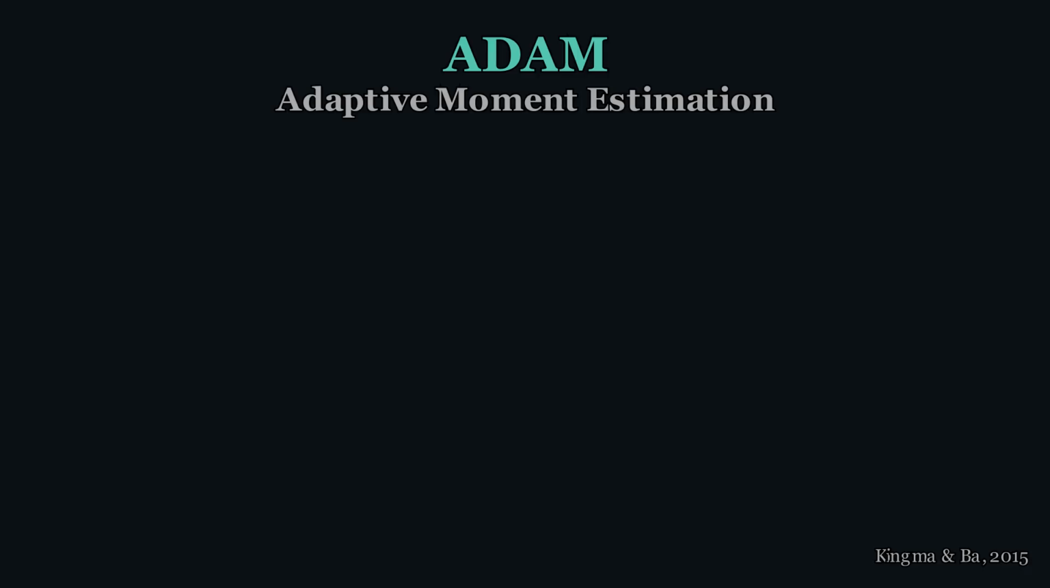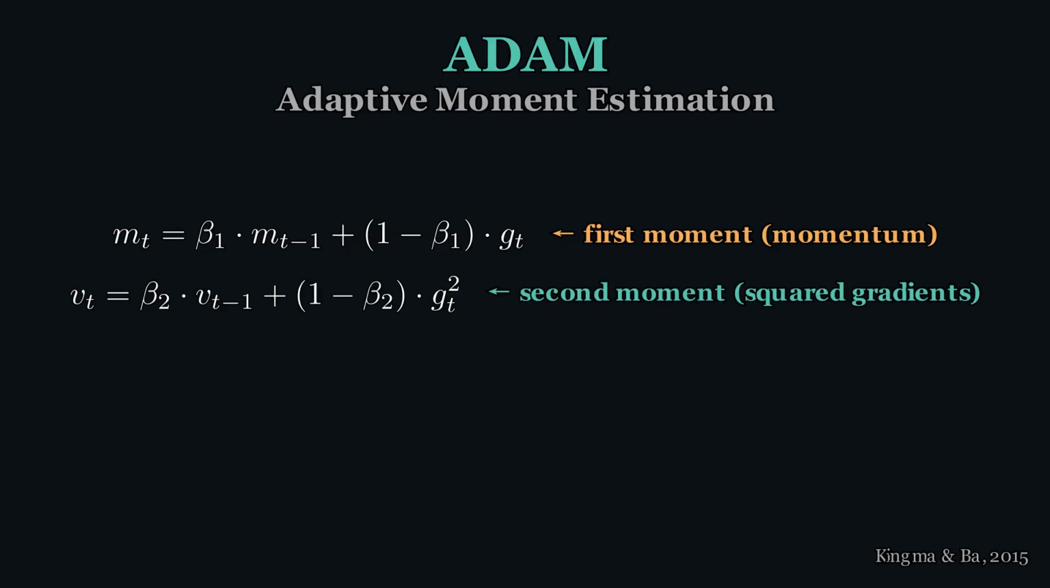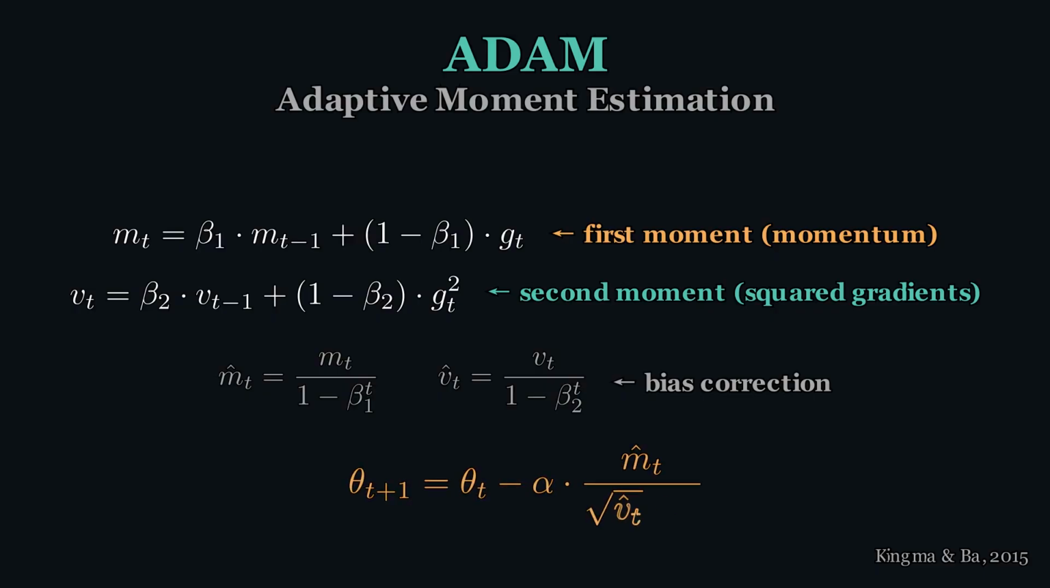Published in 2015 by Kingma and Ba, ADAM keeps track of two things for each parameter: a running average of the gradient, like momentum, and a running average of the squared gradient, measuring how variable the gradient has been. Before using these estimates, ADAM corrects for initialization bias, dividing by 1 minus beta to the power t. Then the update divides the corrected momentum by the square root of the corrected variance.